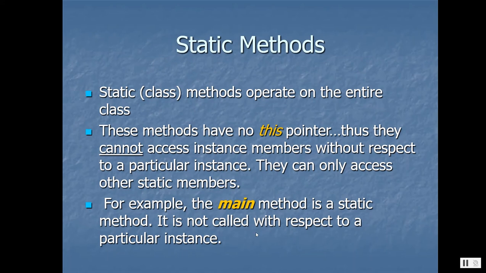You cannot access instance members via a static method unless you have either a local variable that's referencing an instance, or perhaps a parameter that was passed in that's referencing an instance, but there's no this pointer in a static method. The main method never had a this pointer, and it was certainly not called with respect to any particular instance.